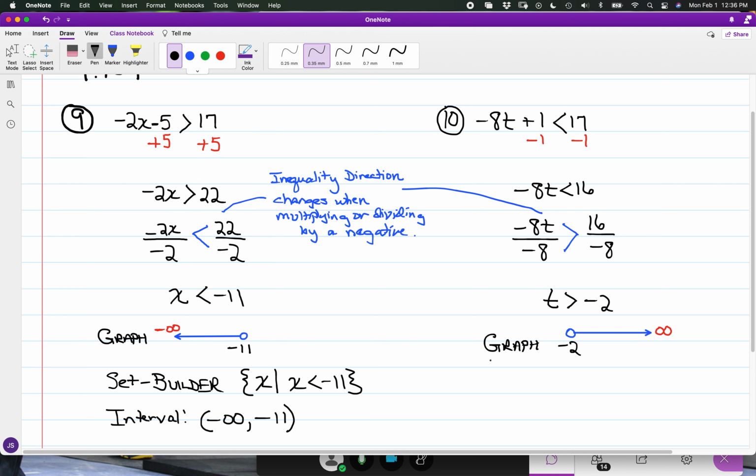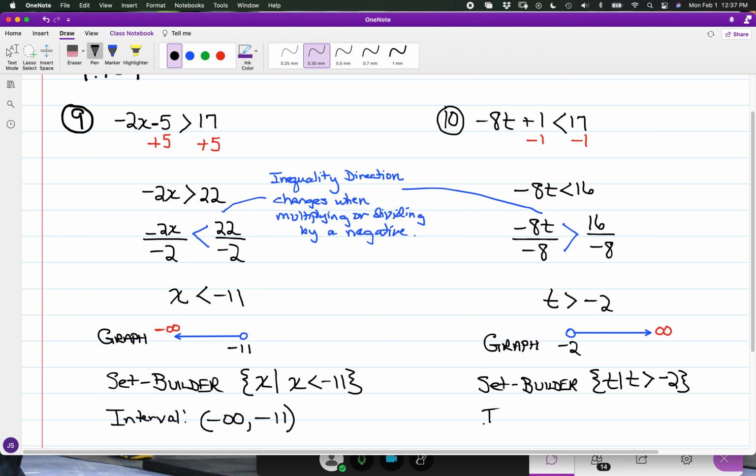And for the set builder form, okay, so we still have the use of braces. And this time we have the set of all values t such that t is greater than negative 2.